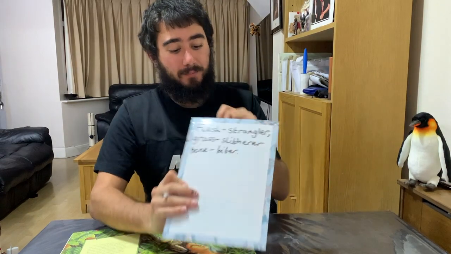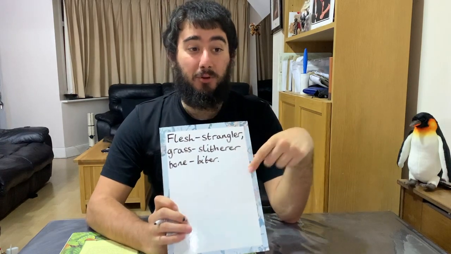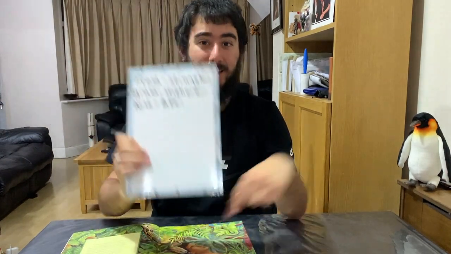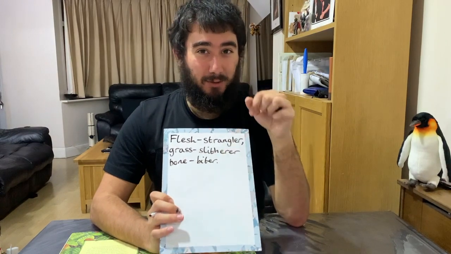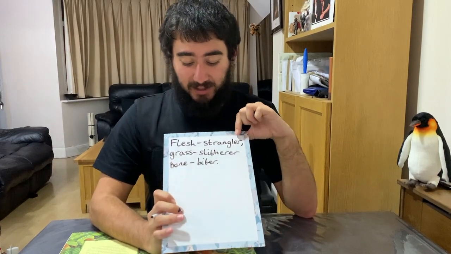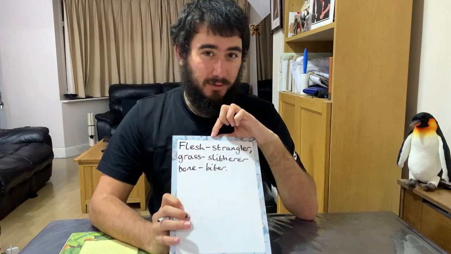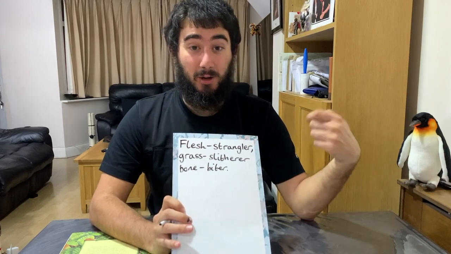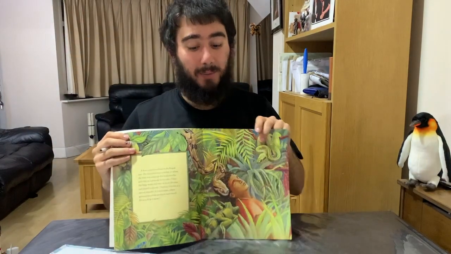Let's read the poem now. The thing about kenning poems is that when you write them, you don't want people to know what it is unless they read the poem. So I've already told you that it's about a snake, but for my next one, I'm not going to show you what the animal is, and I'm going to write the poem and see if you can guess. For our snake, it's flesh strangler, grass slitherer, bone biter. Those are all clues or a riddle for the person listening to your poem to guess what your poem is about. And in this case, it's about my snake, my boa constrictor.